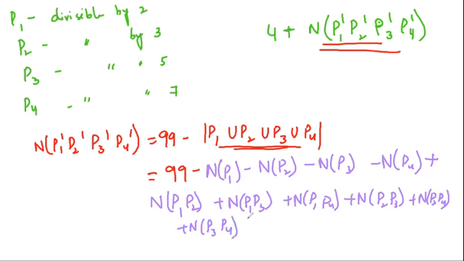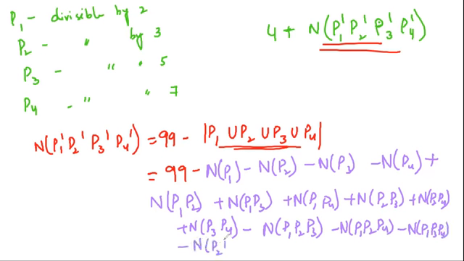After that, we have to take intersection of 3 sets. We'll have 4 terms of that. So what are the 4 terms? Minus. In that formula, we had positive, but because of the already existing negative sign, it will become negative. N of P1, P2, P3 minus n of P1, P2, P4 minus n of P1, P3, P4 minus n of P2, P3, P4 plus n of P1, P2, P3 and P4. Okay. So this is the entire formula.